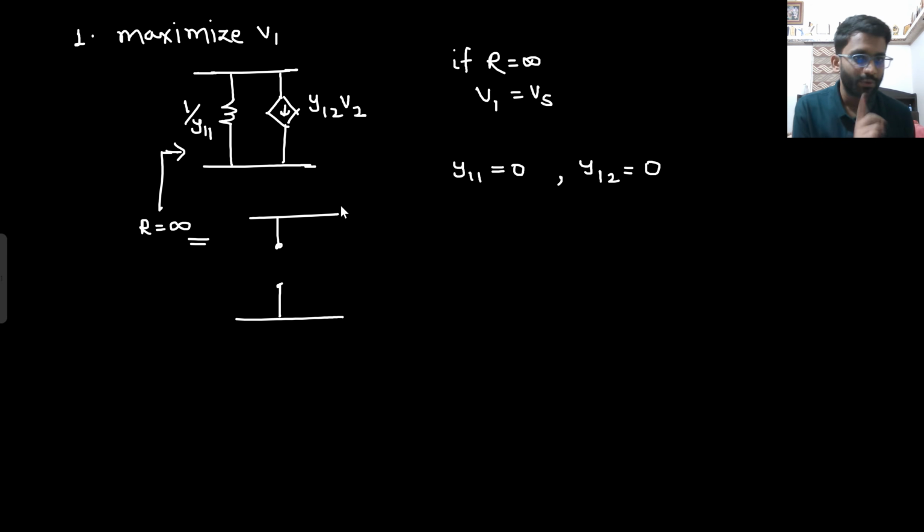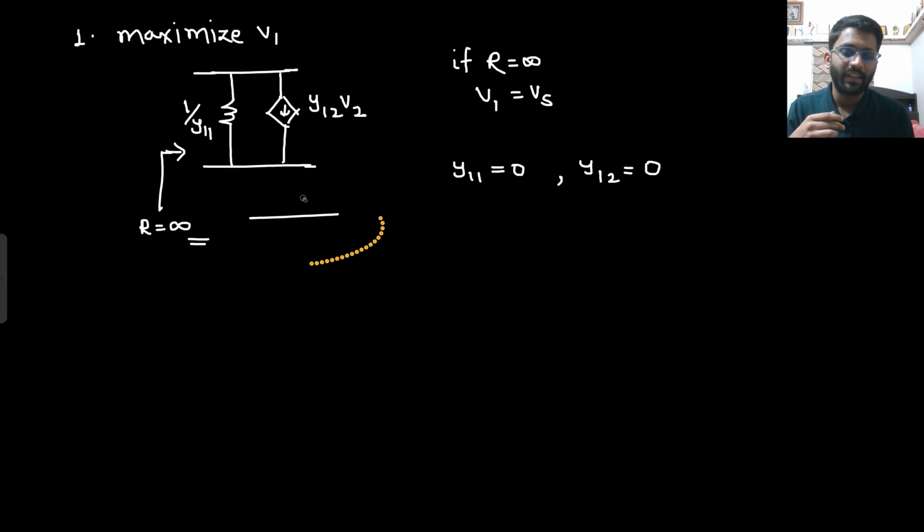If Y12 goes to 0, that means this current will be 0. What do you mean by 0 current? Open circuit. In open circuit, there is no current. In short circuit, there can be current. But in open circuit, there will be 0 current. So if Y12 is 0, that means this is open circuited. So from here you see infinite resistance. Are you getting this point or not?